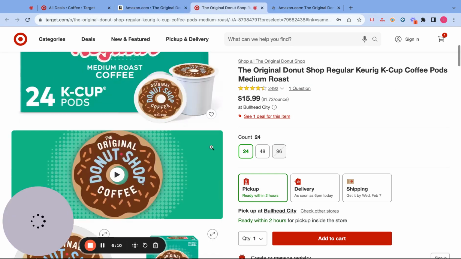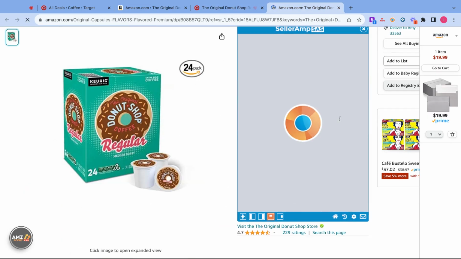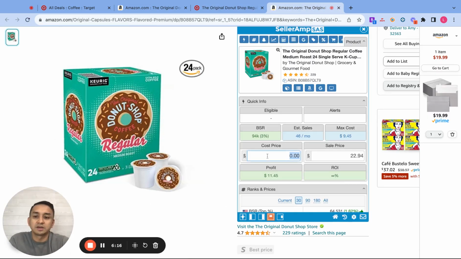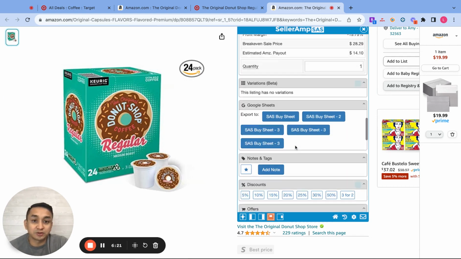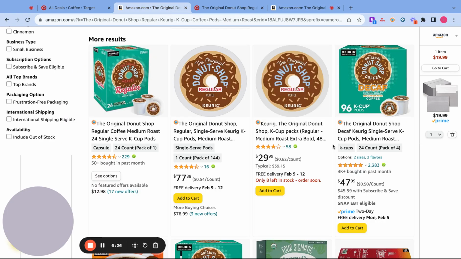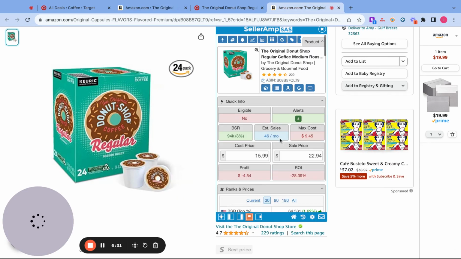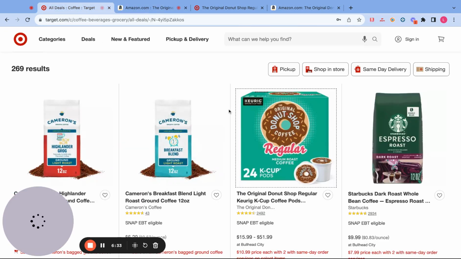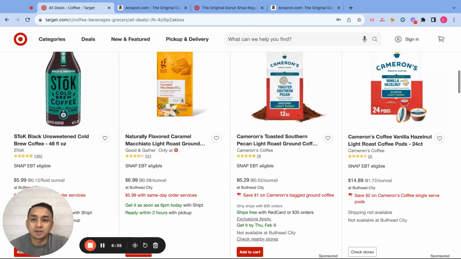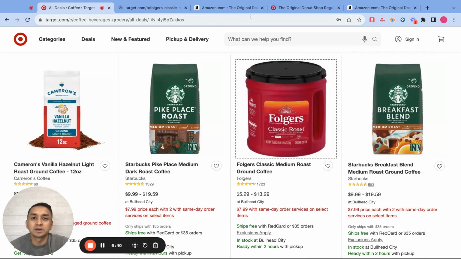Let's compare. So 24 pods, regular, okay. $15.99 is the cost. Sale price on Amazon is $22. So it's negative, unfortunately. Let's see. Okay, keep it going. Let's try this one. Close these.